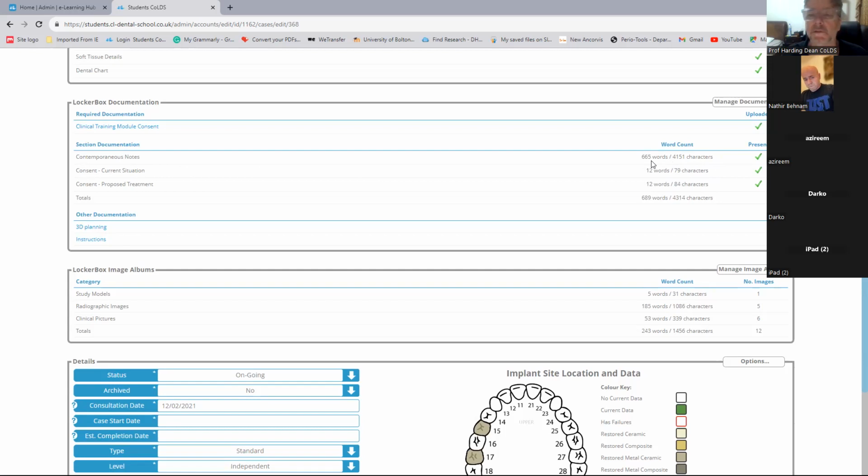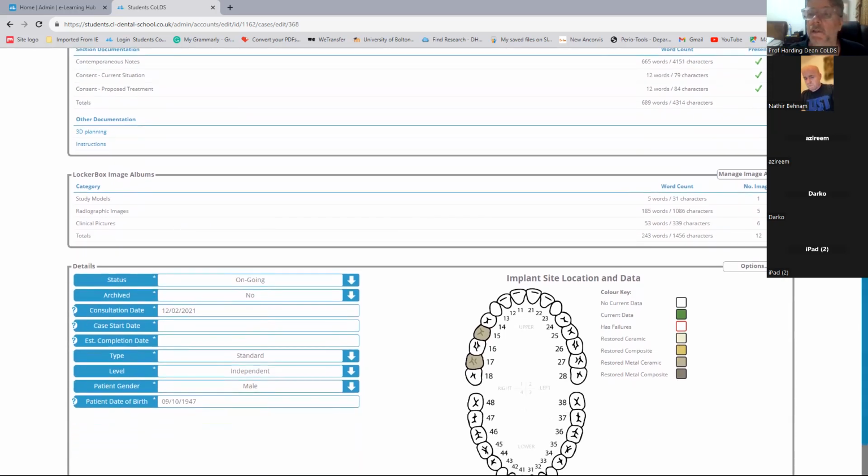We've written 665 words. The consent process is very minimal with 12 words, and another 12 words on the treatment planning, and the total score here is only 600 odd words in that section. So I'd be looking for more wordage in that section, which you can add to. Then we're going to go to manage our image album, which is part of the locker box again, and you're going to click onto that.